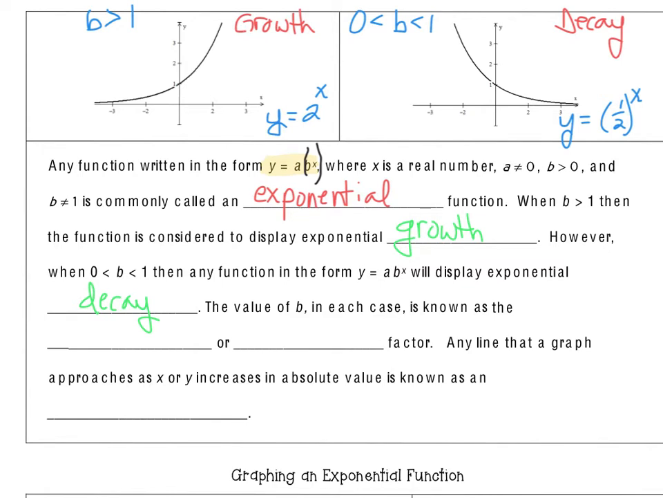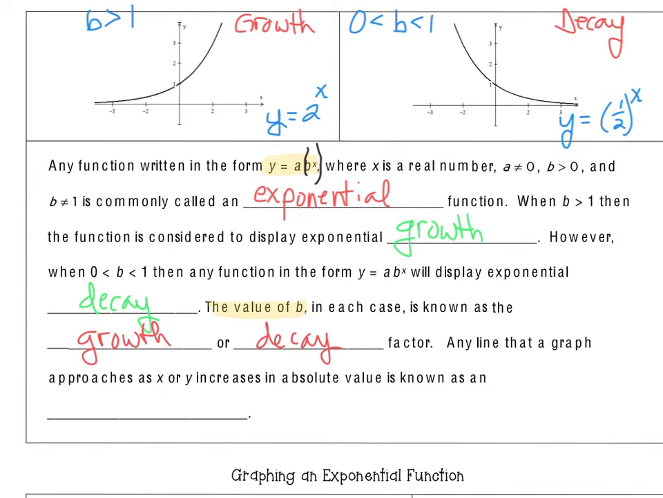So b, and in fact I would probably highlight the value of b, so we'll highlight that whole thing, is known as the growth or decay factor, because that's really the one thing that's going to determine whether it is growth or decay.